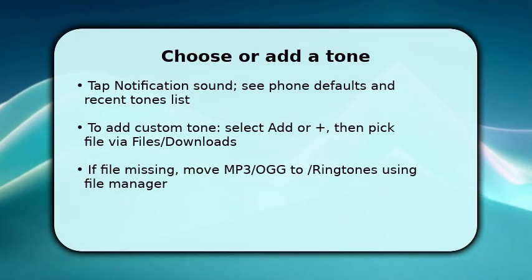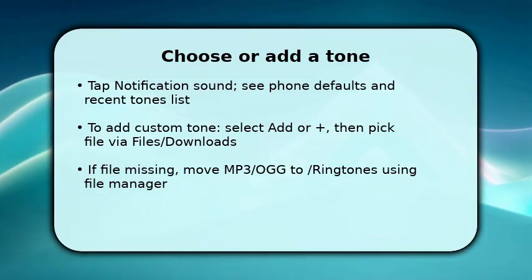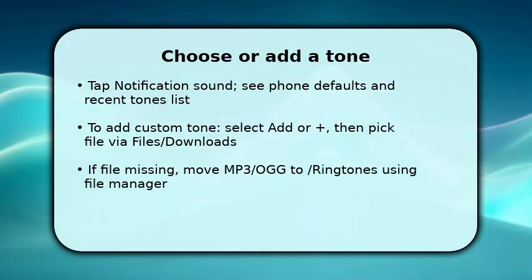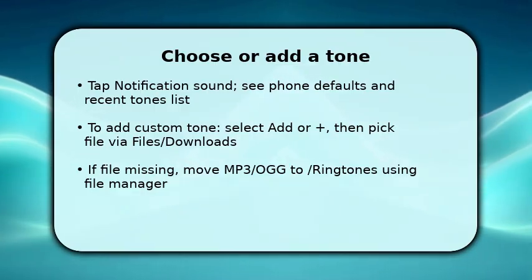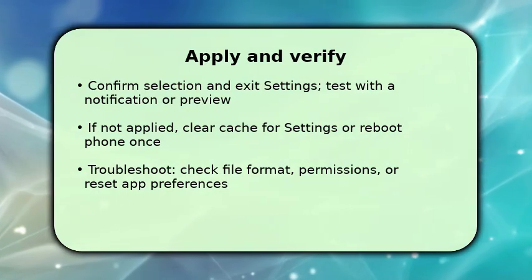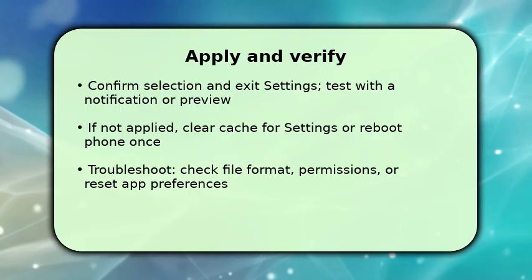If the tone does not appear, move it into the ringtones folder at the root using the file manager so the system indexes it. Once selected, the preview should play immediately. You finish by confirming the chosen notification sound and exiting settings, then trigger a test notification or use the preview button to verify it plays.